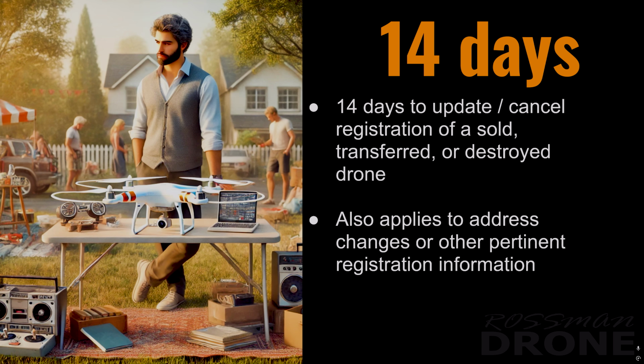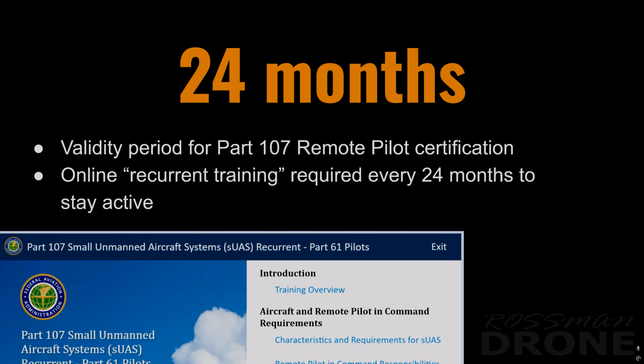14 days. Speaking again of registration, if you have sold a drone or given it away to someone or it gets destroyed or anything like that, you do have 14 days to update or cancel the registration of that drone on the FAA Drone Zone website. That's also applicable to things like permanent address changes or any other kind of registration information that changes for you.